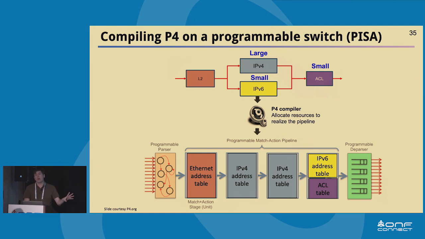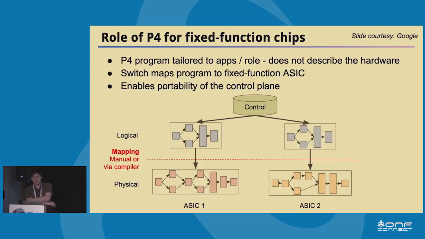So this is the case of a programmable switch, but as we said, P4 is good also for the case of fixed function switches. The main difference between programmable and fixed function chips is that in the case of fixed function ASICs, P4 is not used to program the ASIC, but it's more tailored to the application's role at the control plane level. The idea is that you can define a logical pipeline in P4 and then map this pipeline to different ASICs that have different physical pipelines.